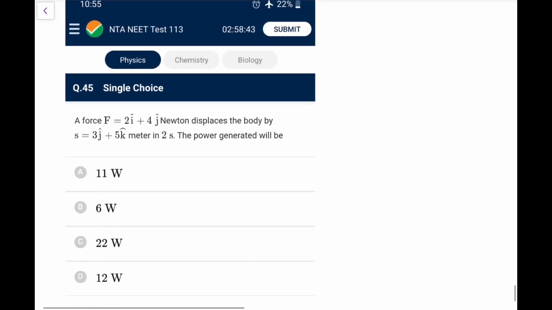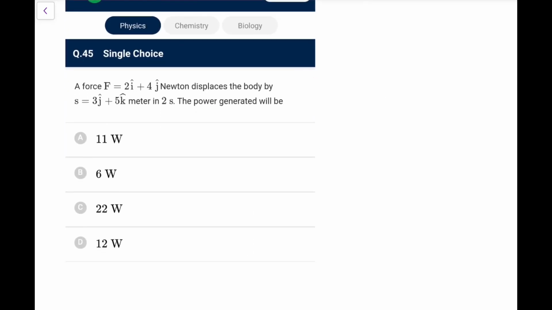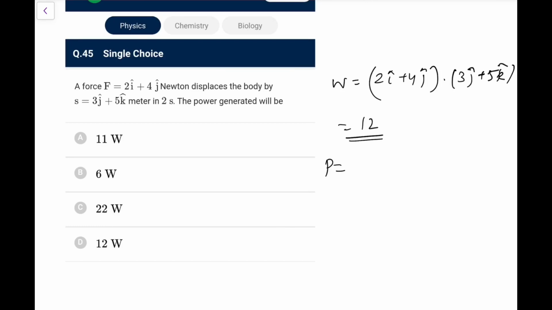Next one. Force displaces the body by this distance in 2 seconds. Power generated? First of all, work done is F dot S. So only the j dot j term will be effective. So 12. So power is 12 by 2, 6 watt. Go for option B here. Be careful about i, j, k. So this was today's paper. I think that was an easy one for you.